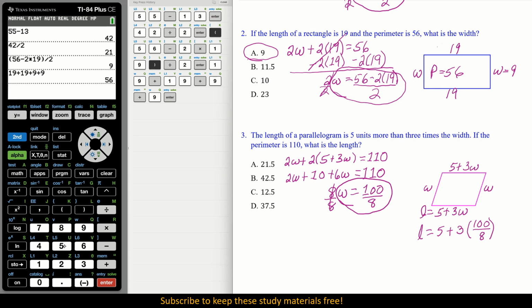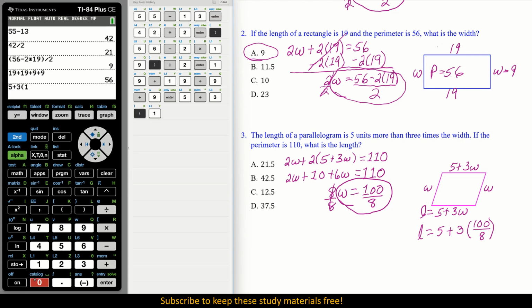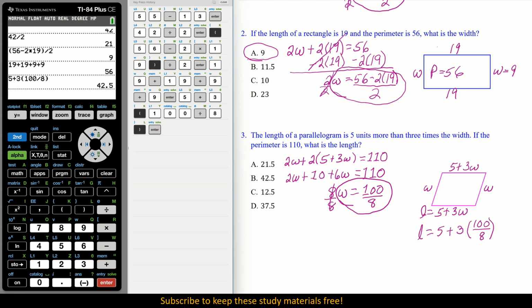So we have 5 plus 3 and parentheses 100 divided by 8, close the parentheses. Push enter, and there you go. And that is correct. 42.5, 42 and a half. Okay, and let's go to number 4.